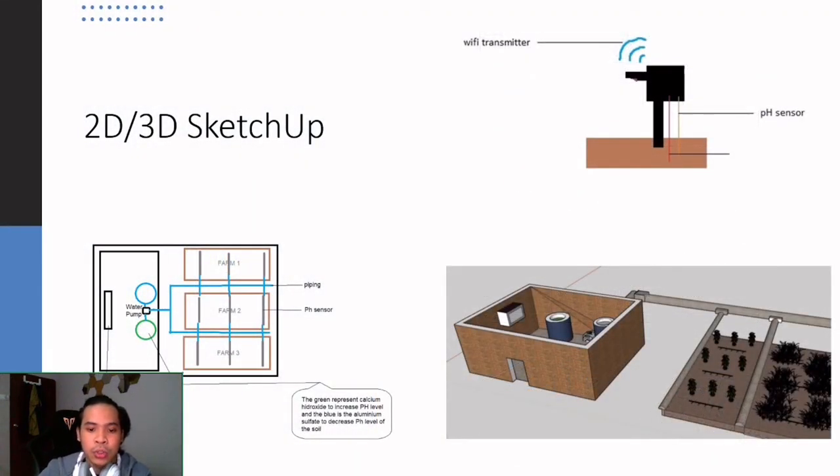And this is the 2D and 3D sketch of the project planning on the hardware and components. This is the sensor tool design, where the pH sensor and Wi-Fi receiver are attached together at the side of the farm, and this is the view of the project from above. We used the SketchUp tool to design this project. And here we can see the headquarters and the farm. This is the chemical flow, and this is the monitor to display the information.